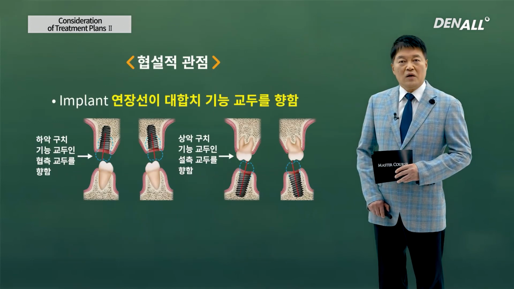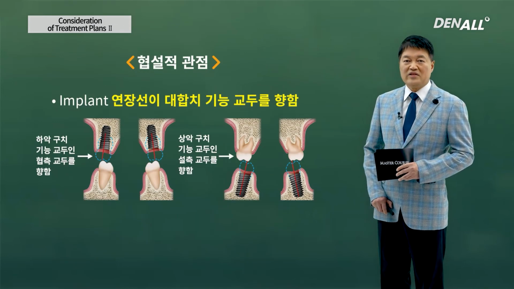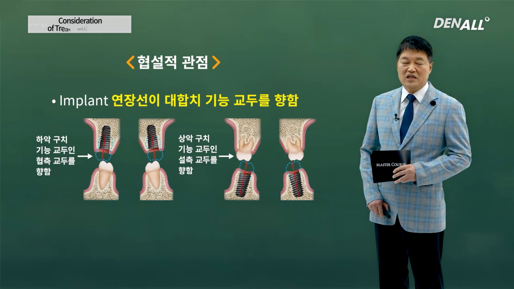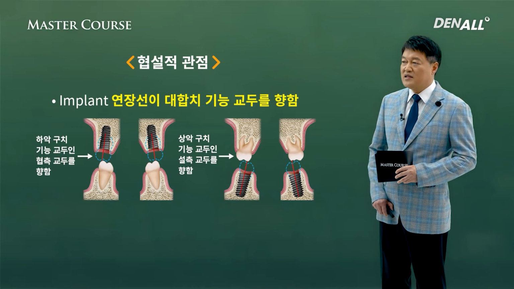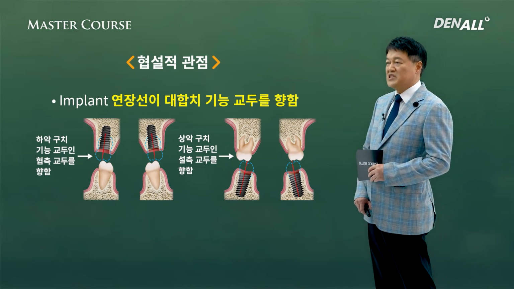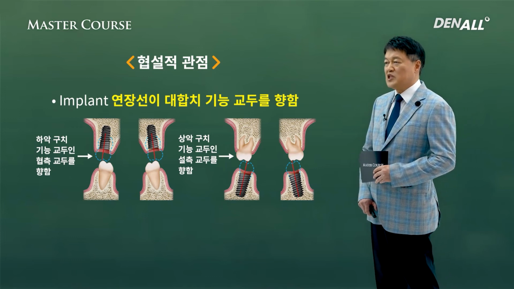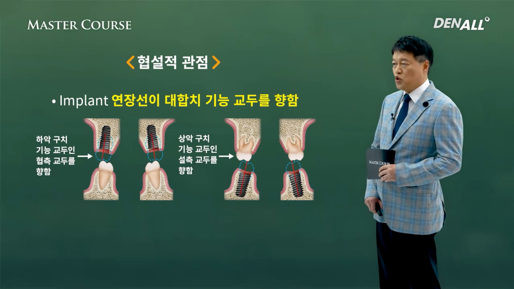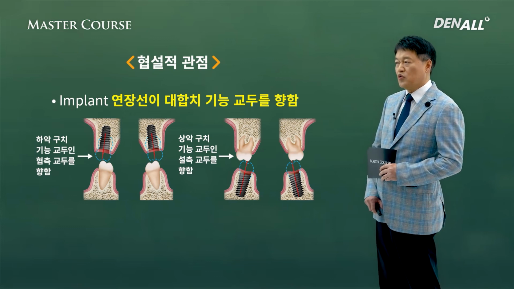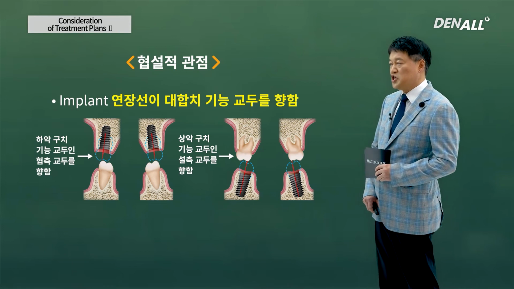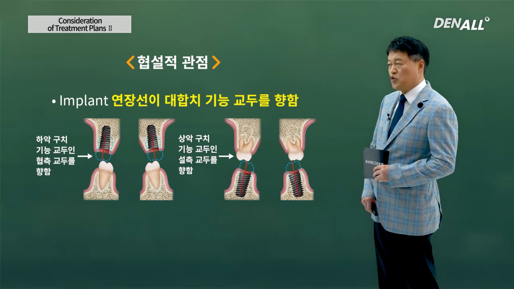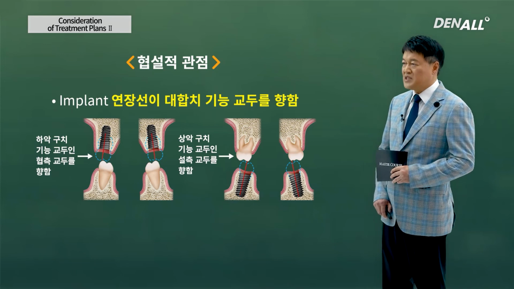From the buccolingual perspective, the extended line from the implant should head towards the functional cusp of the opposing tooth. When you're placing an implant in the upper, the implant position needs to be towards the lower posterior's functional cusp or buccal cusp, and when doing it in the lower, the position needs to head towards the upper posterior's functional cusp, the lingual cusp.